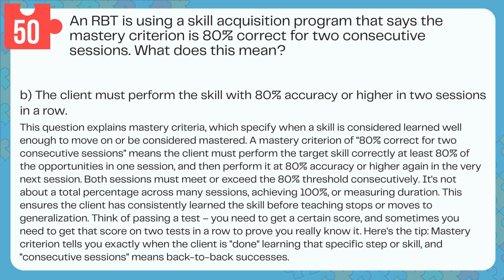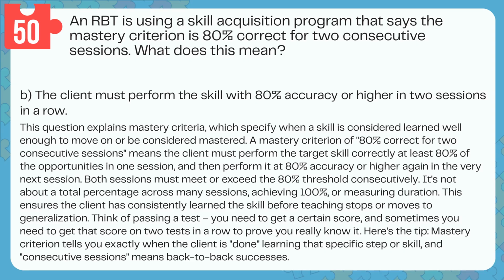Answer: B. The client must perform the skill with 80% accuracy or higher in 2 sessions in a row. This question explains mastery criteria, which specify when a skill is considered learned well enough to move on or be considered mastered. A mastery criterion of 80% correct for 2 consecutive sessions means the client must perform the target skill correctly at least 80% of the opportunities in 1 session, and then perform it at 80% accuracy or higher again in the very next session.